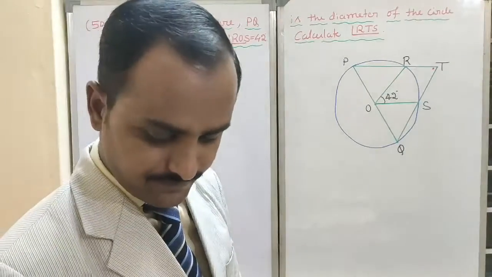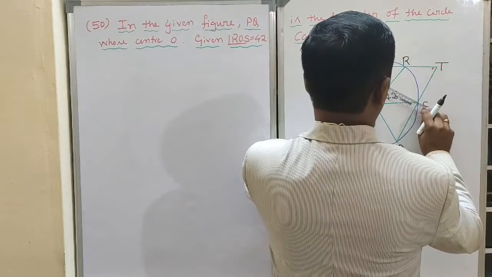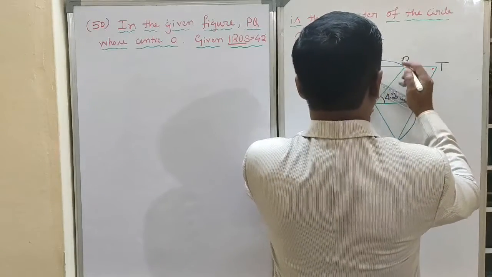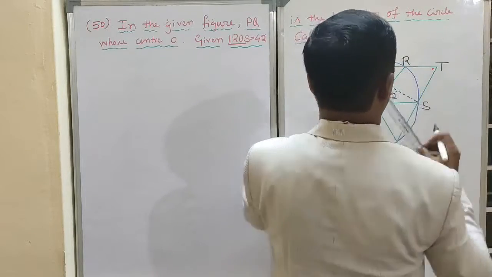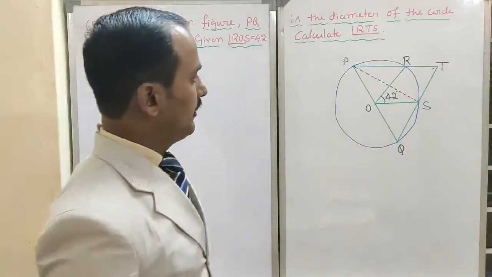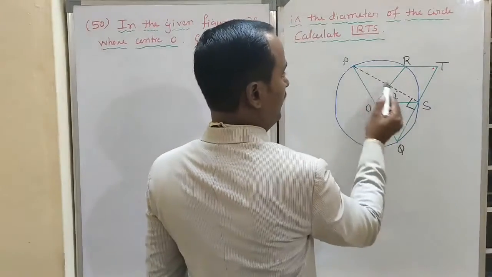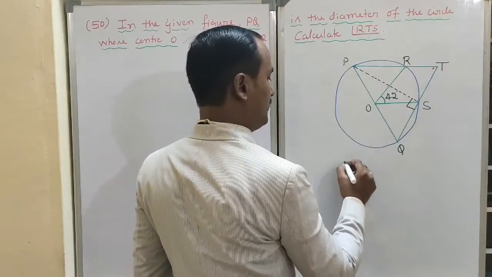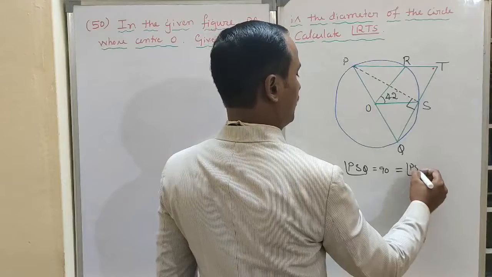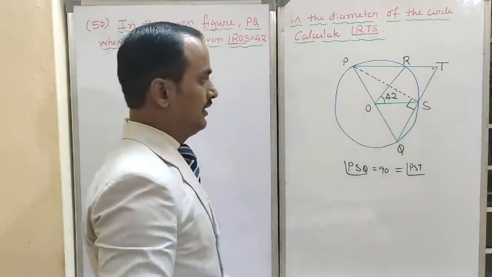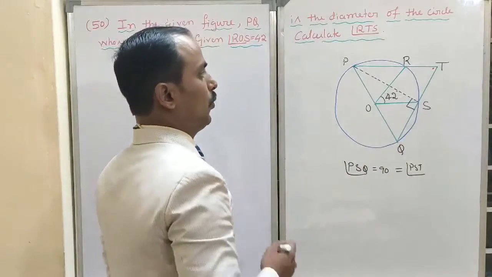Observe carefully, dear children. PS, I am joining PS. Look here, I join PS. Here, I got it here. This is 90 degree. Angle PSQ is equal to 90 degree, and then PST also 90 degree. Why? Because QT is a straight line. These two become linear pair angles. This is 90 degrees and that is also 90 degree will come. Is it clear? Now, what next step, dear children?